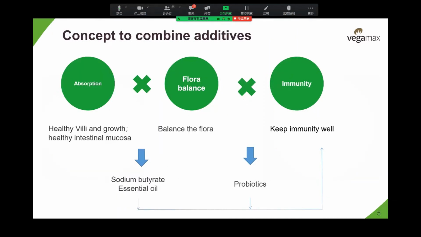But under the antibiotics reduction situation, how do we design the feed additive solution? This is a very important issue for us. Through 20 years of additive application, Vega has insight into solutions for antibiotic reduction. The solution should make sure the feed is digested and absorbed well, the intestinal flora keeps balance, and immunity stays strong. For this purpose, the major products are sodium butyrate, essential oil, and probiotics.